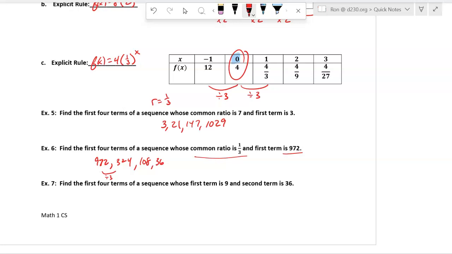Now the next one. Find the first 4 terms of the sequence whose first term is 9 and the second term is 36. So first term 9, second term is 36. Well, what did I do? If I know it's geometric, right? What times 9 would give me 36? 4. So to find the next term, multiply that by 4. 36 times 4 is 144. Now I'm going to multiply that again by 4. 144 times 4. The fourth term in this sequence is 576.